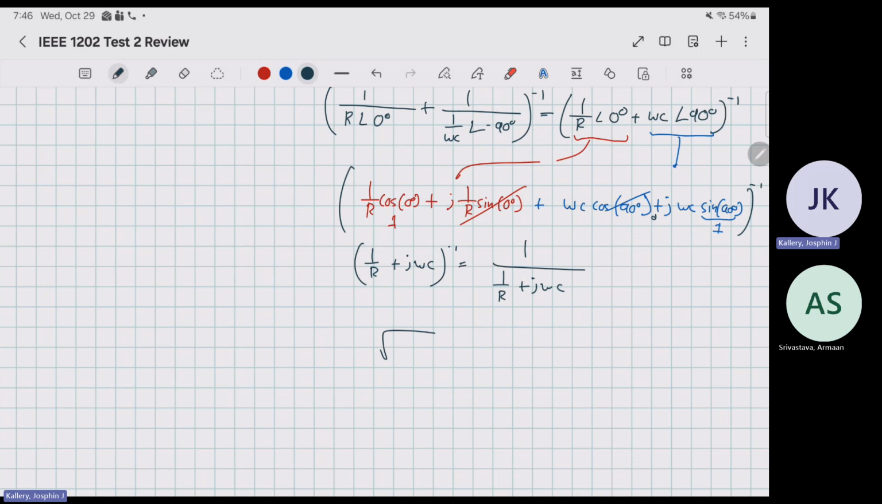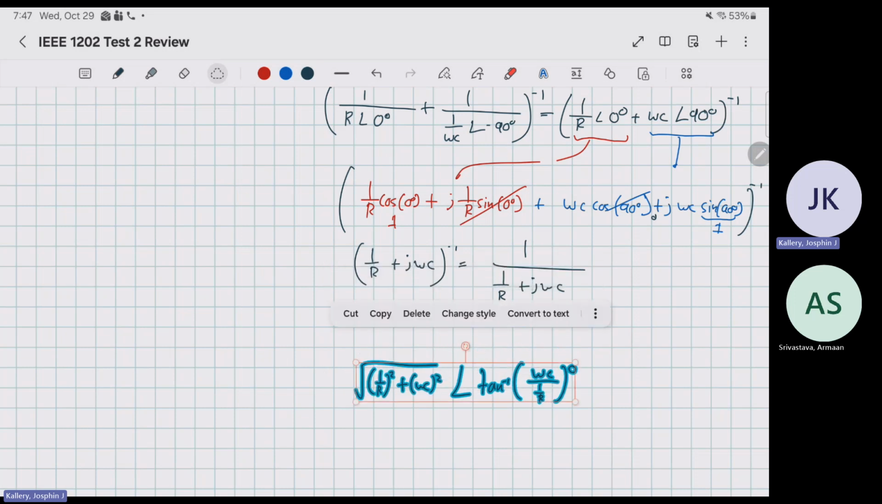Remember, the radius is the square root of x squared plus y squared, where this is x and this is y. So if I plug it in, I get square root of 1 over r squared plus omega c squared, angle of arctan of omega c over 1 over r degrees. So it's starting to look a little complicated, but I can promise you it is not that bad. It's just a bunch of variables going everywhere.